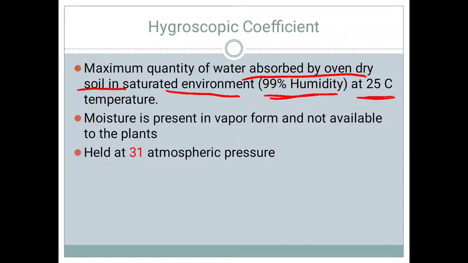At that time water is present, but it is not in moisture form, the water is present in vapor form. Here the water is present in vapor form, which is not available to the plants because it is present in vapor form, and it is held at 31 atmosphere.